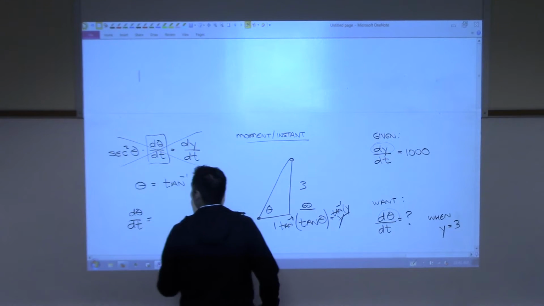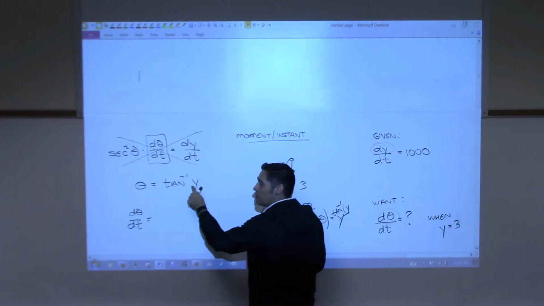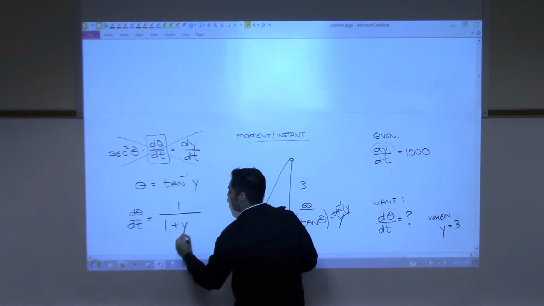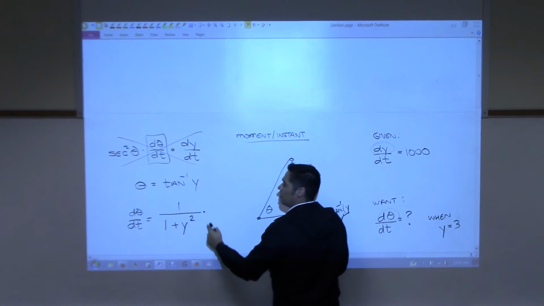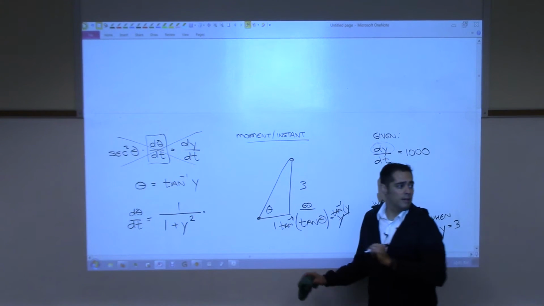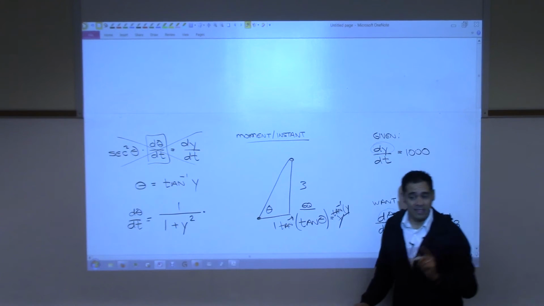That's clean. Now, what's the derivative of arctangent of something? 1 over 1 plus the something squared times the derivative of the y, right? Which is dy dt.